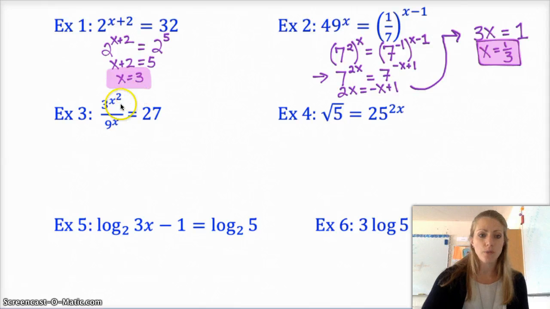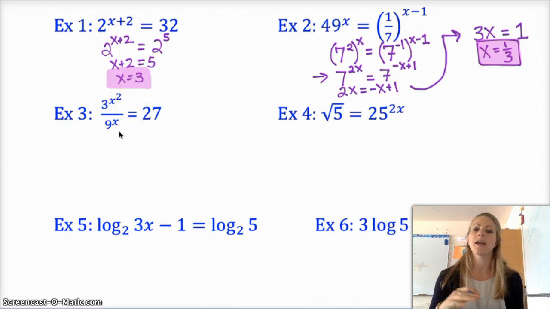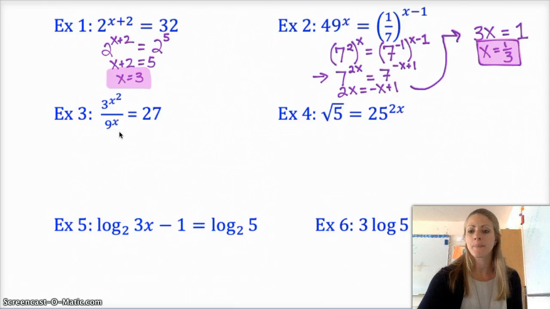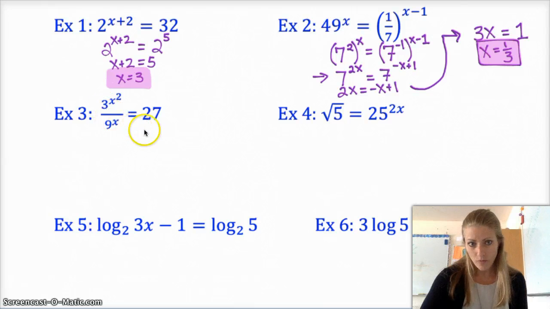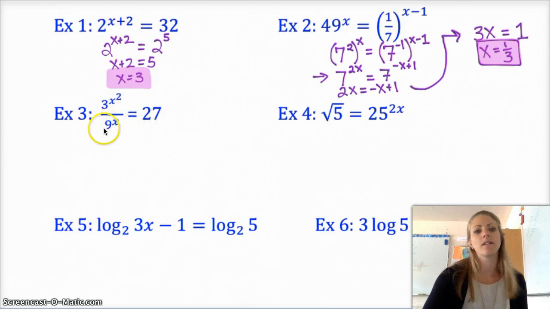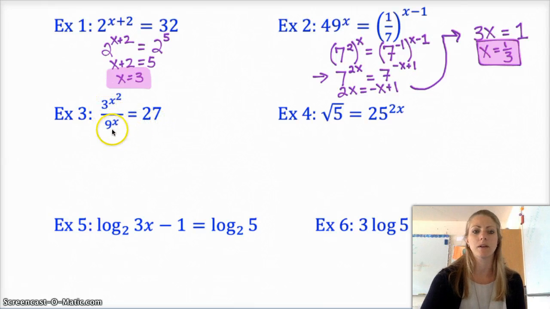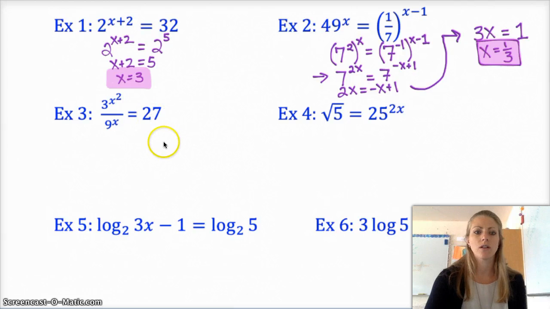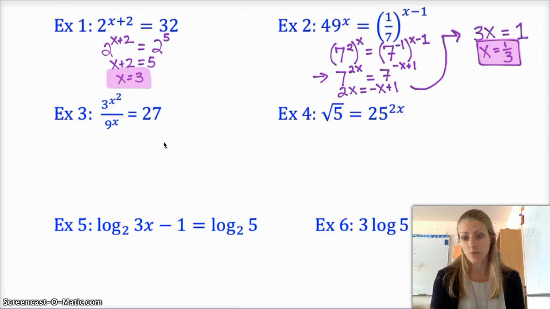Okay, example 3 is a little more challenging because now you have like 3 terms. And again, you want to get everything in terms of the same base. So for this one, I look at it and I'm like, oh, 3 is a nice number. 9 is 3 squared, so that's nice. And 27 is 3 to the third. So in my brain, it makes sense to do everything in terms of base 3.